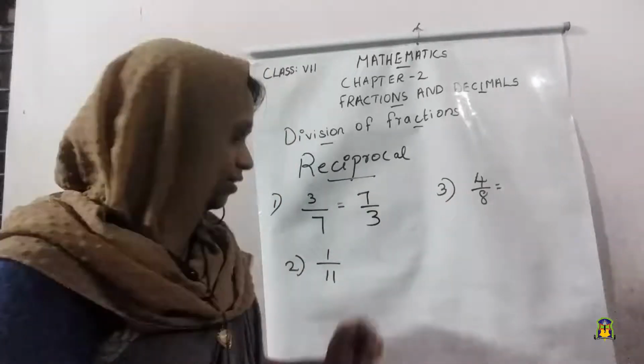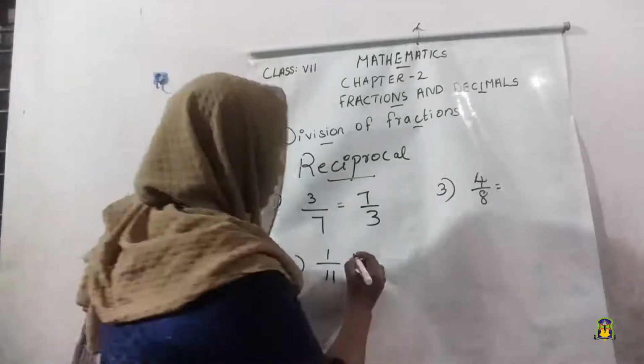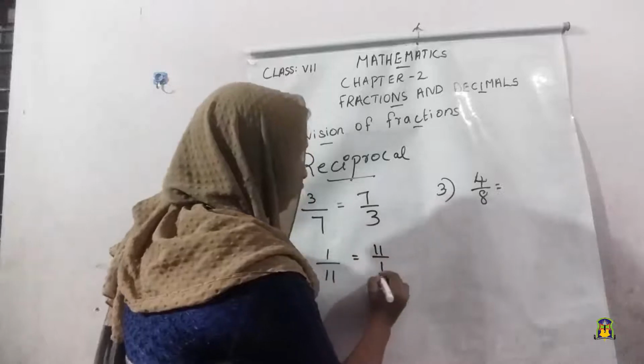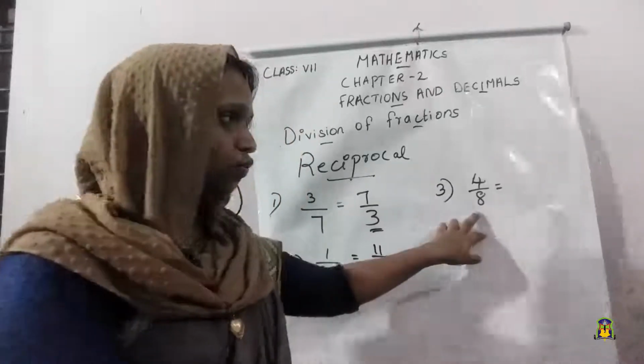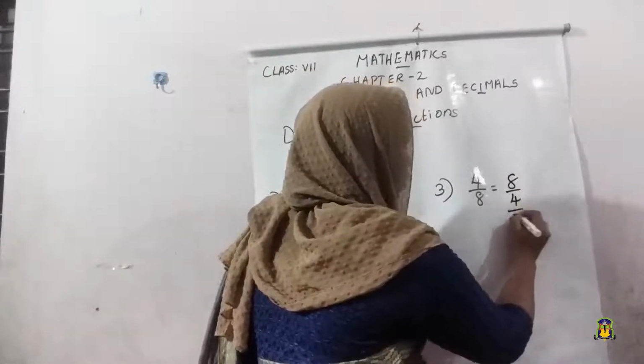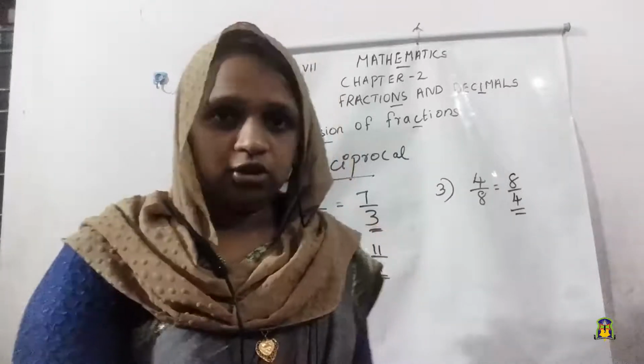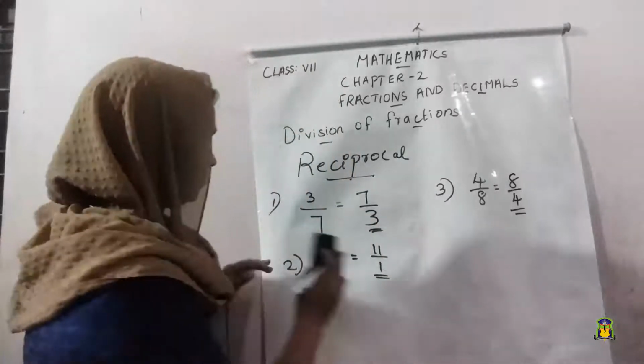Okay. Next, 1 by 11. What's the reciprocal of 1 by 11? Yes, it is 11 by 1. Next, 4 by 8. Reciprocal is 8 by 4. Okay, just interchanging the numerator and the denominator. Okay, students?